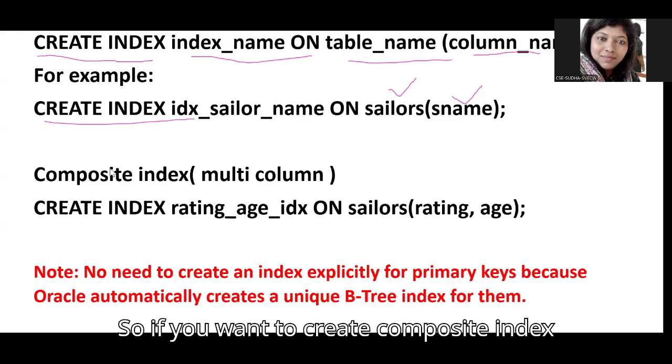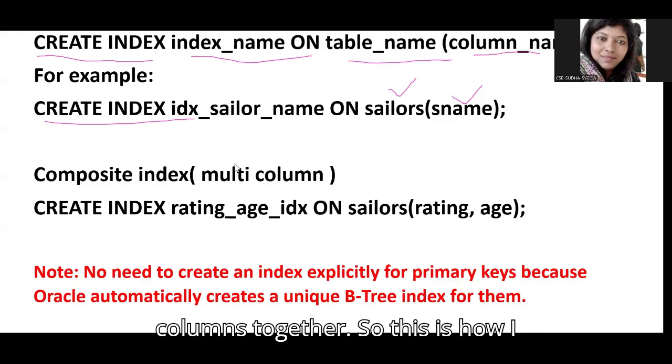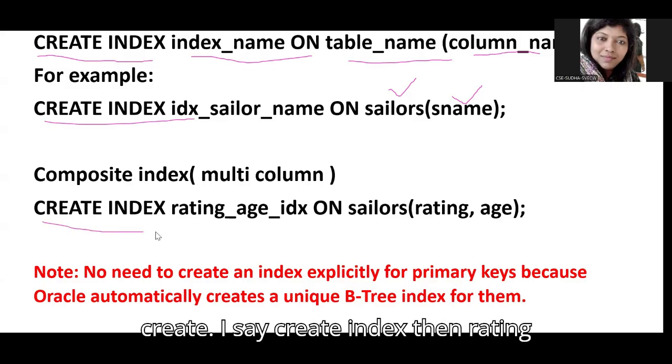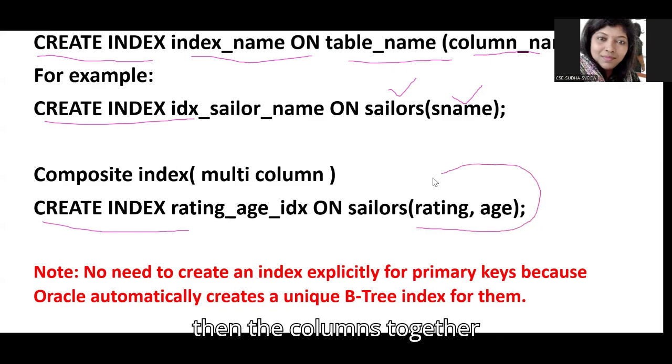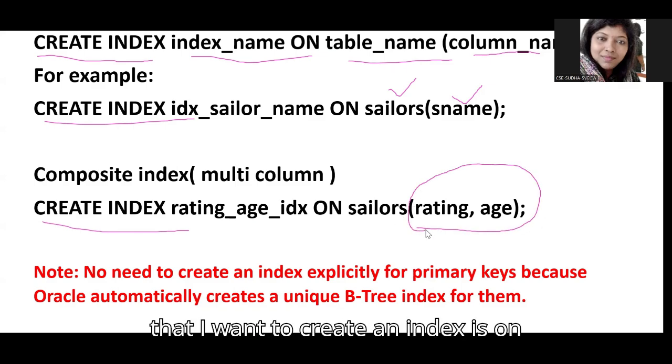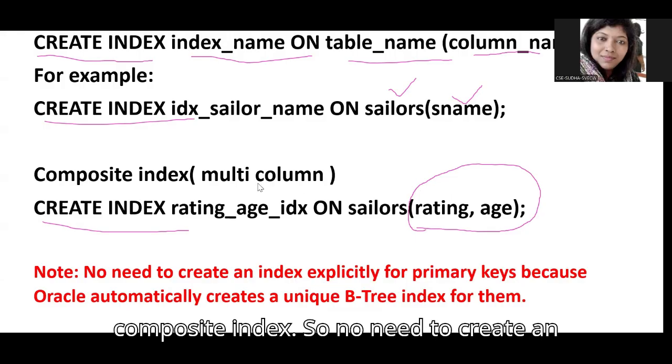If you want to create a composite index, which is a combination of 2 or 3 columns together, this is how I create it. I say create index, then rating age index, on sailors table, and then the columns together that I want to create an index on, which are rating and age. So this is how I create a composite index.